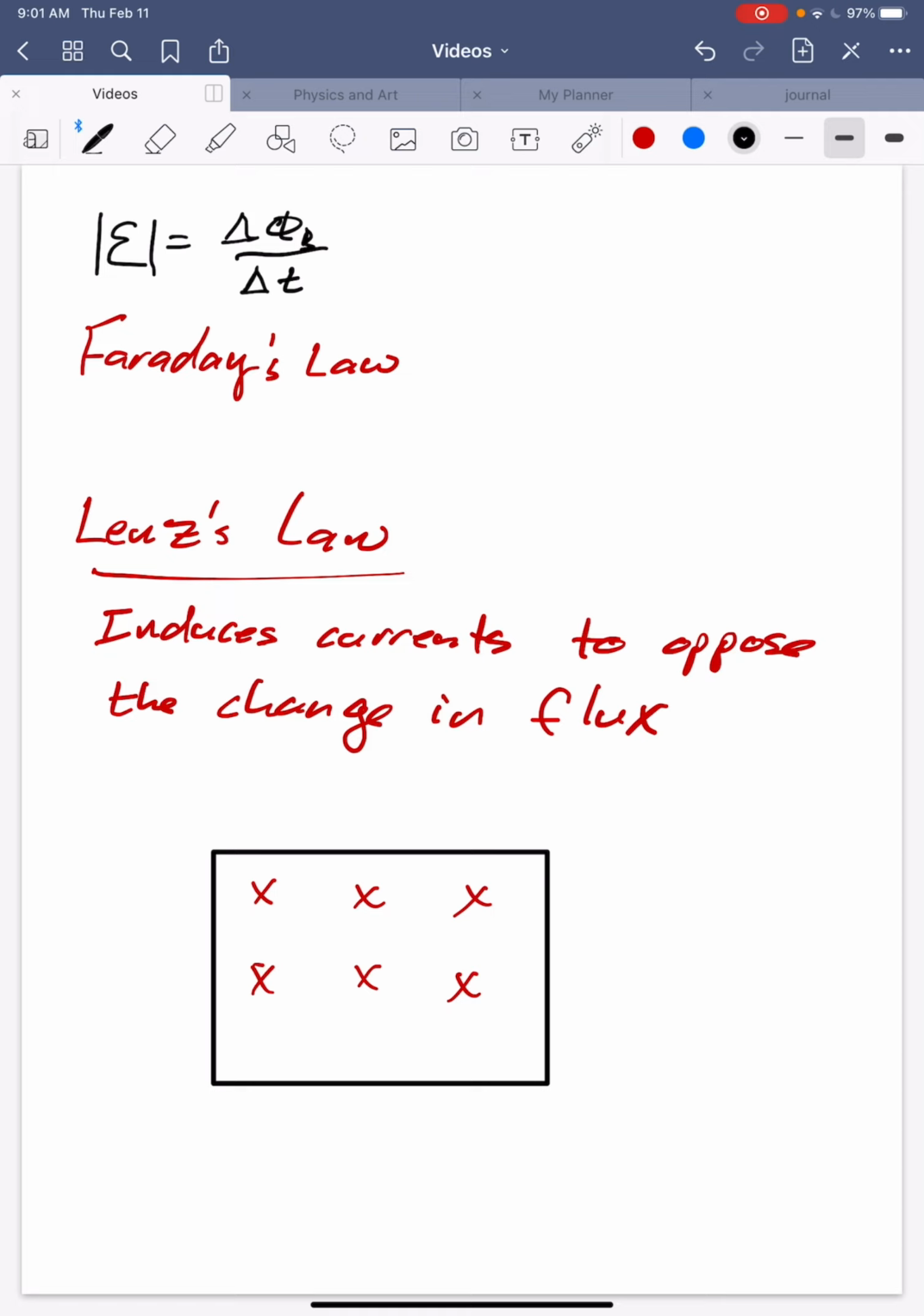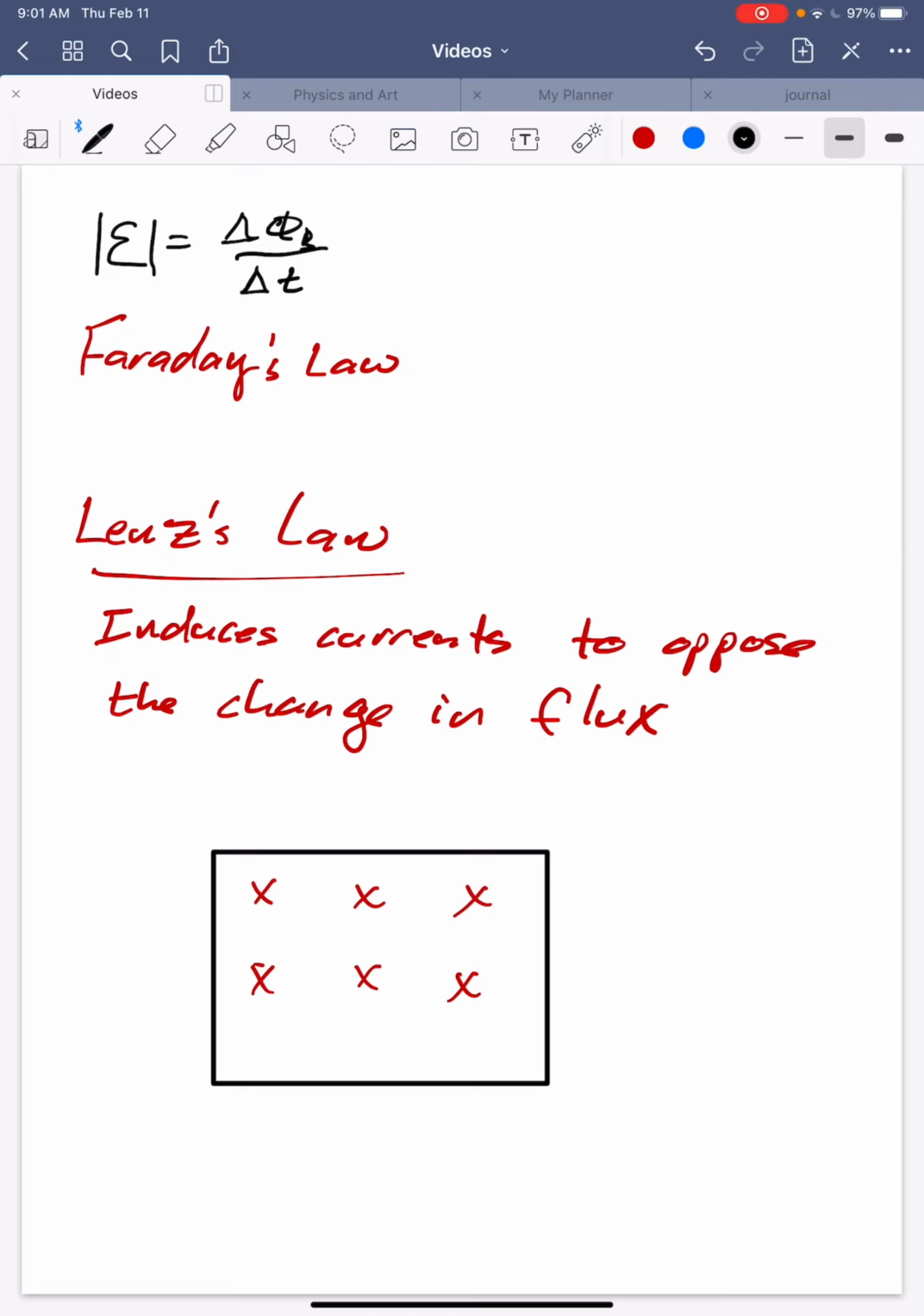And we're going to see in another video an example of a problem using this. And that's Faraday's law, and it gives me the magnitude of the induced potential. Lenz's law tells me the direction of the currents, and it says that it induces currents in the conducting surface that oppose the change in flux.